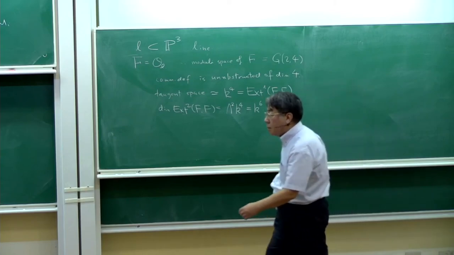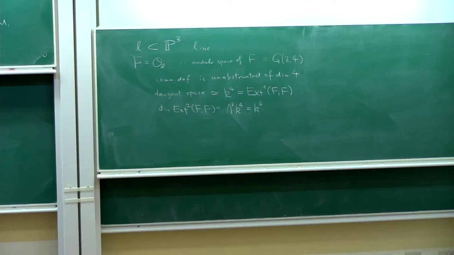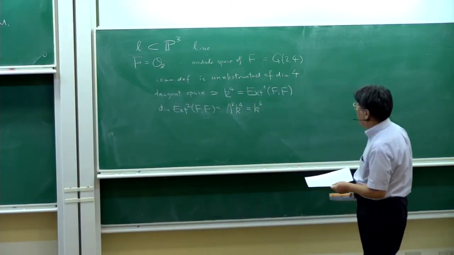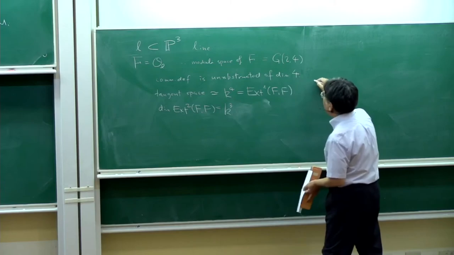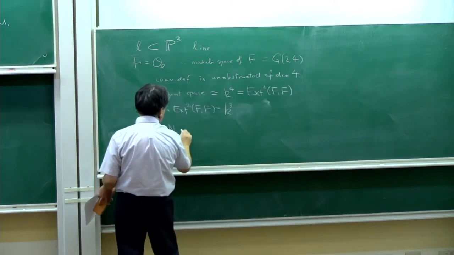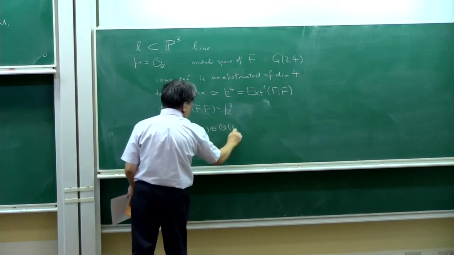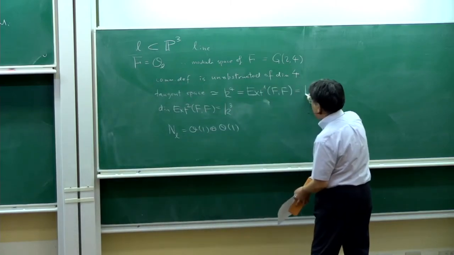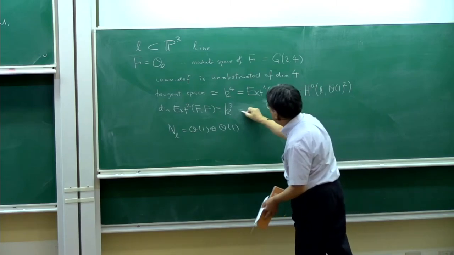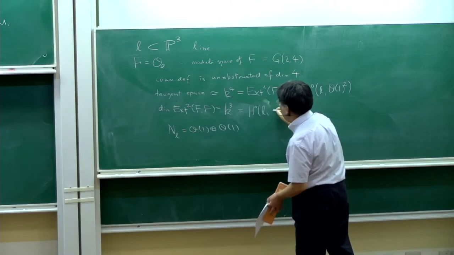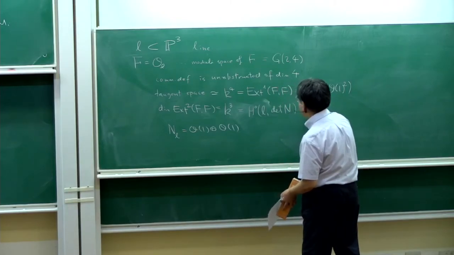Really? Excuse me. No, this is not correct, sorry. This is only three-dimensional, so by calculation. Actually, the normal bundle of L is O(1) plus O(1). And so this is nothing but H0 of L of O(1) squared. And this is nothing but H0 of L of determinant of normal bundle, and this is 3. So yeah.